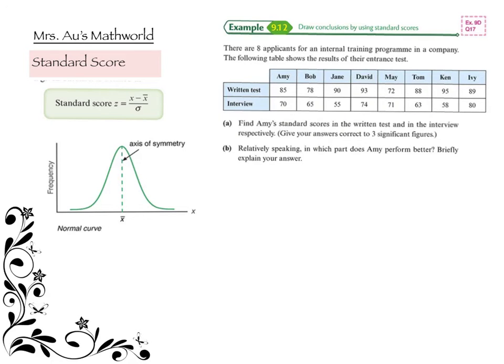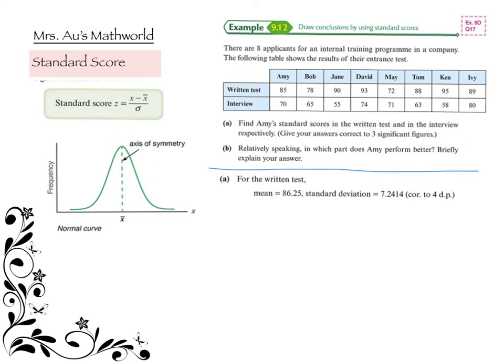For example, look at example 9.12. There are some classmates here who sat a test and went to an interview, and then you can check the standard score of Amy. Then we can check the position of Amy following the position on this bell curve, and see, relatively speaking, whether Amy performed better. For this graph, we will discuss it later.